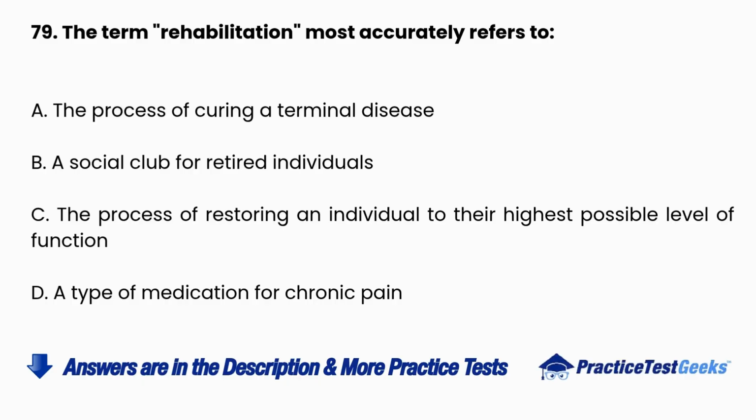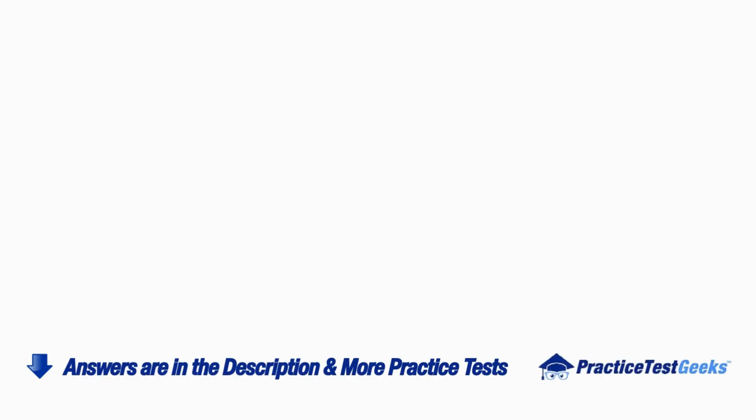79. The term rehabilitation most accurately refers to A. The process of curing a terminal disease, B. A social club for retired individuals, C. The process of restoring an individual to their highest possible level of function, D. A type of medication for chronic pain.